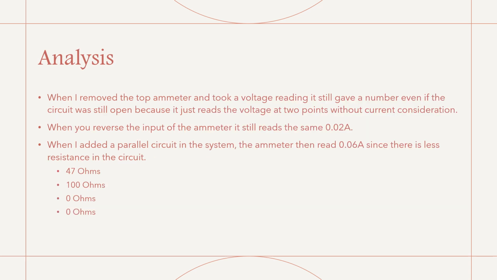So for analysis of part 1, when I removed the top ammeter and took a voltage reading, it still gave a number even if the circuit was open because it just reads the voltage at 2 points without considering the current. When you reverse the input of the ammeter, it still reads the same 0.02 A, and when I added a parallel circuit in the system, the ammeter then read 0.06 since there's less resistance in the circuit.